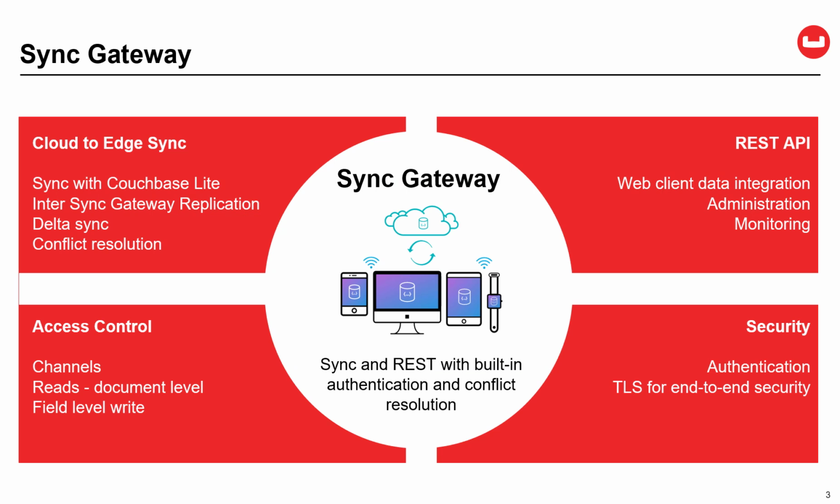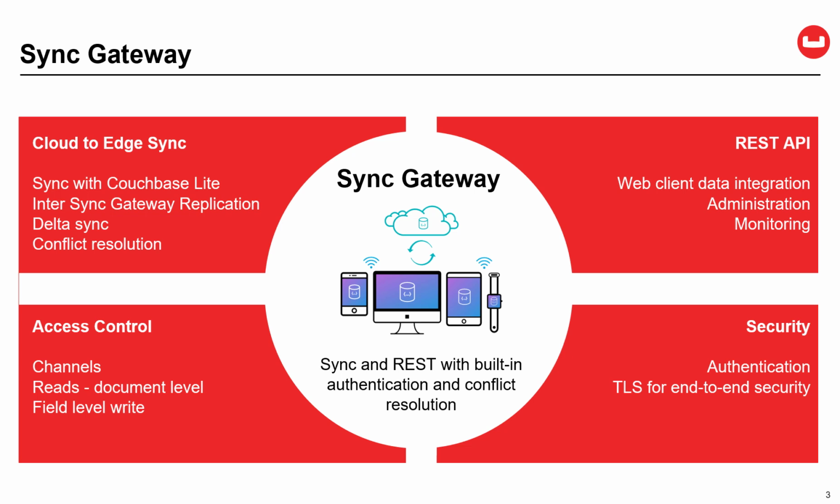First and foremost, Sync Gateway provides cloud-to-edge sync. This is the ability to synchronize data using a WebSockets-based protocol between Couchbase in the cloud and devices running Couchbase Lite, as well as between individual Sync Gateway deployments, including app services, the hosted and managed deployment of Sync Gateway on Couchbase Capella. Sync features include Delta Sync for bandwidth efficiency and automatic customizable conflict resolution, which is critical for large-scale multi-user applications.